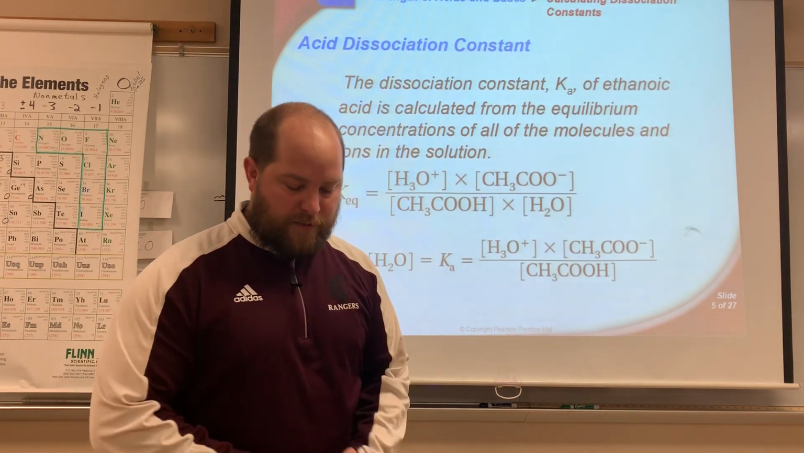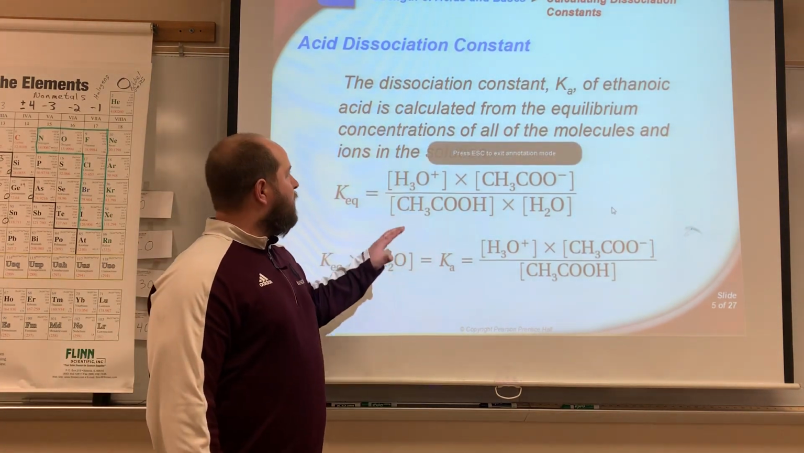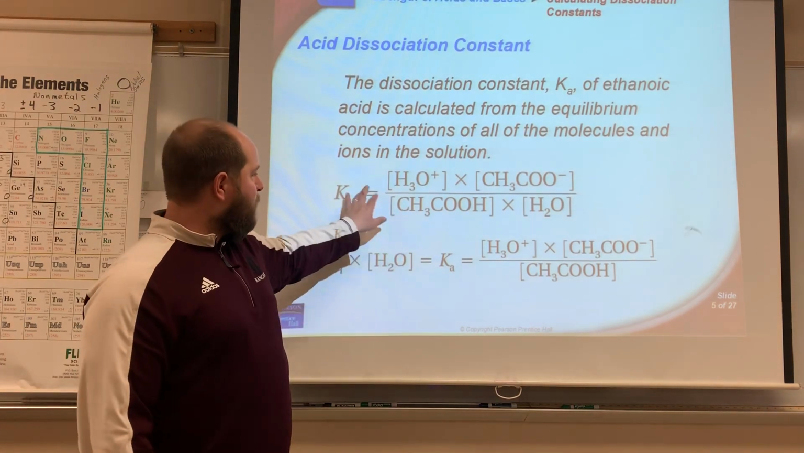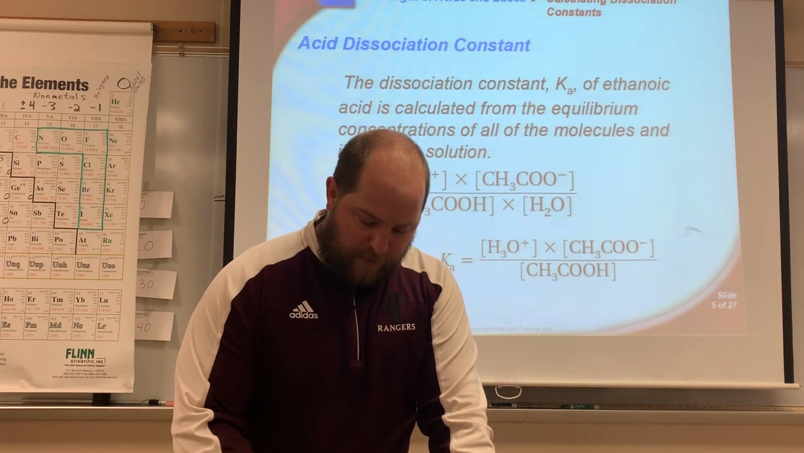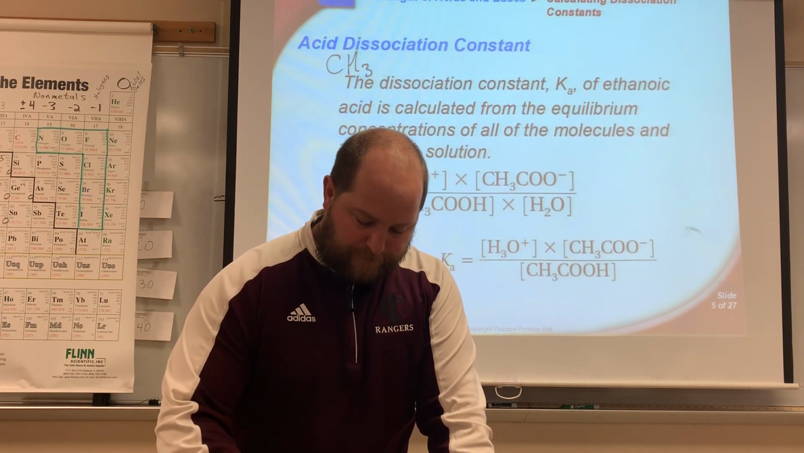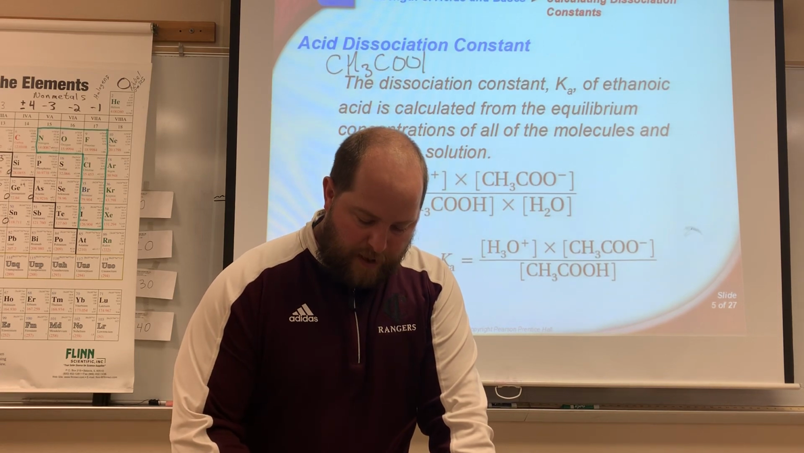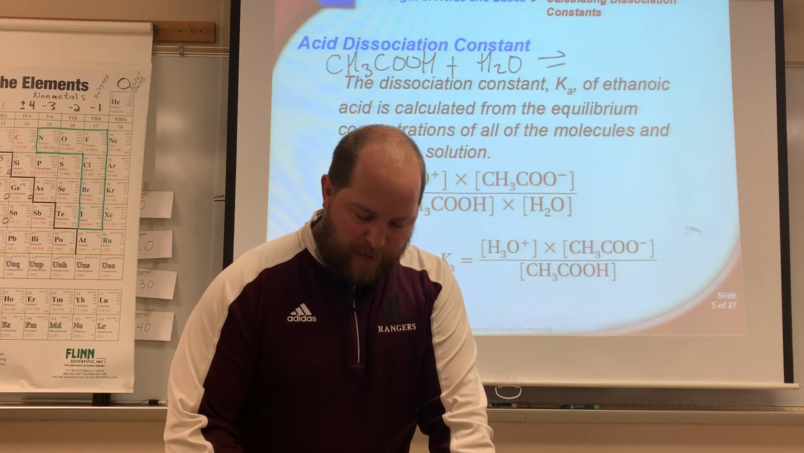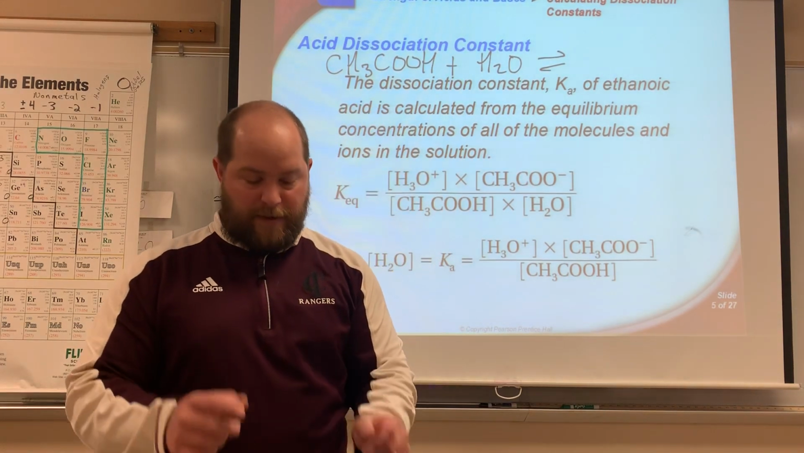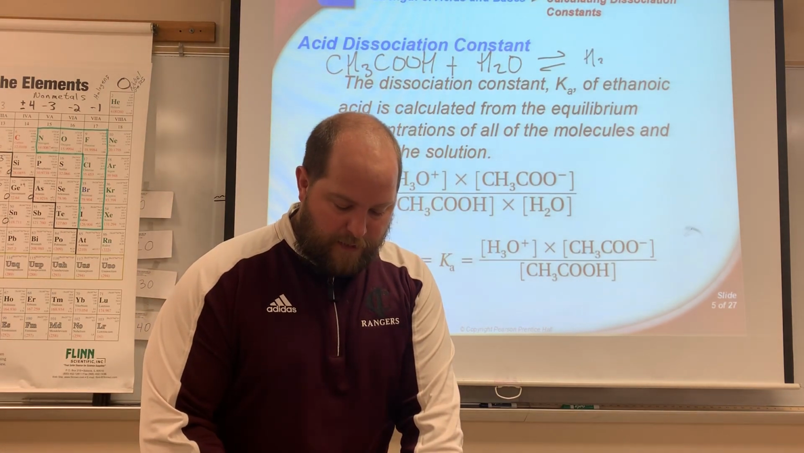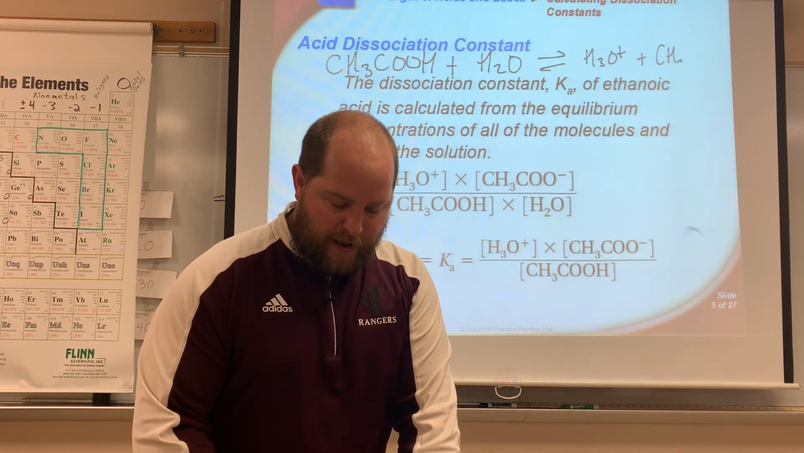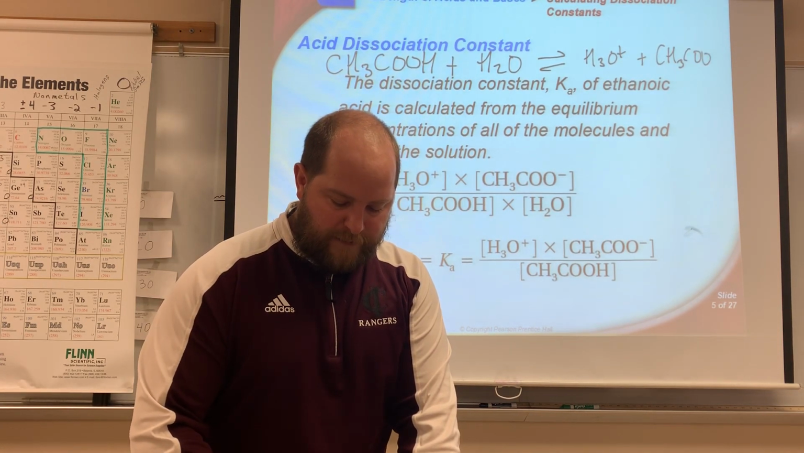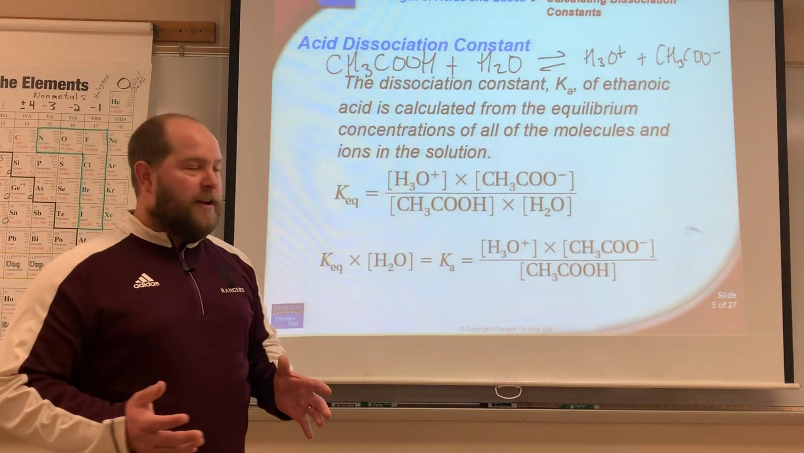Let me write the equation for where they're coming up with this. Let's say you have ethanoic acid, which is CH3COOH. You place that in water, and it's going to reach an equilibrium because you're going to have a little bit of everything. You're going to get the H+ ion, plus the anion that's produced when it ionizes. All right, so that's the equation we're looking at.